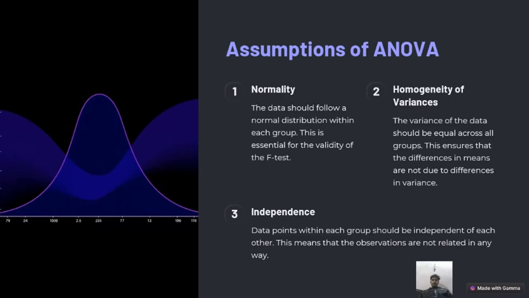Assumptions of ANOVA. The first one is normality. The data should follow a normal distribution within each group. This is essential for the validity of the F test. The second is the homogeneity of variances. The variance of data should be equal across all groups. This ensures that the differences in means are not due to differences in variance. The third one is independence. Data points within each group should be independent of each other. This means that the observations are not related.